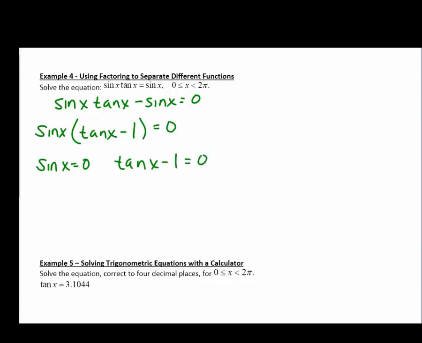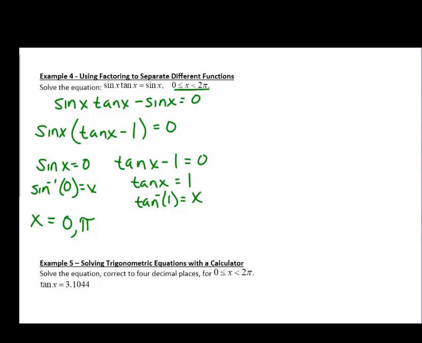Okay, well, we can do the inverse function. So inverse sine of 0 equals x. And here we're going to add the 1 over. So the tangent of x equals 1. So the inverse tangent of 1 is equal to x. Okay, so we have x is equal to, now where is sine 0? Where are my y values 0? And remember, we're using radians. So sine is 0 at 0 radians and at pi radians. Okay, it's also 0 at 2 pi, but remember, in our original problem, we have 0 is less than or equal to x is less than 2 pi, not equal to.